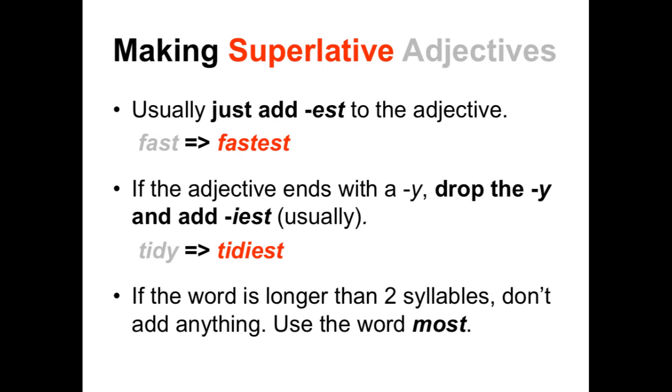If the word is longer than 2 syllables, we don't add anything. We just use the word most. So the adjective intelligent would become most intelligent in superlative form.